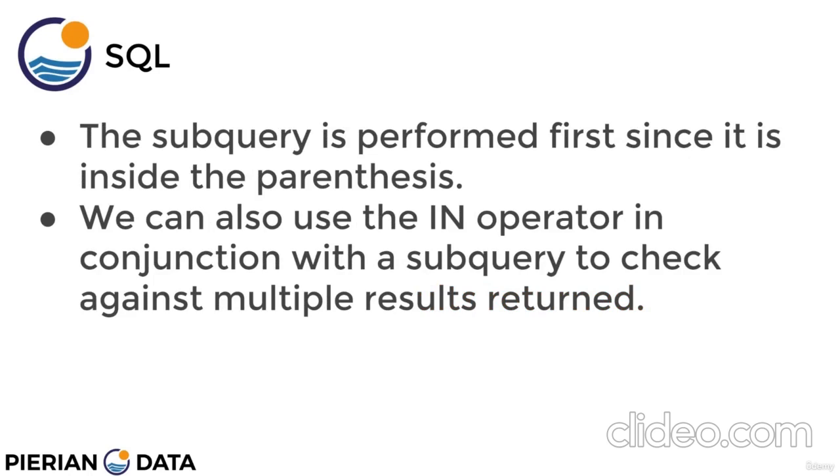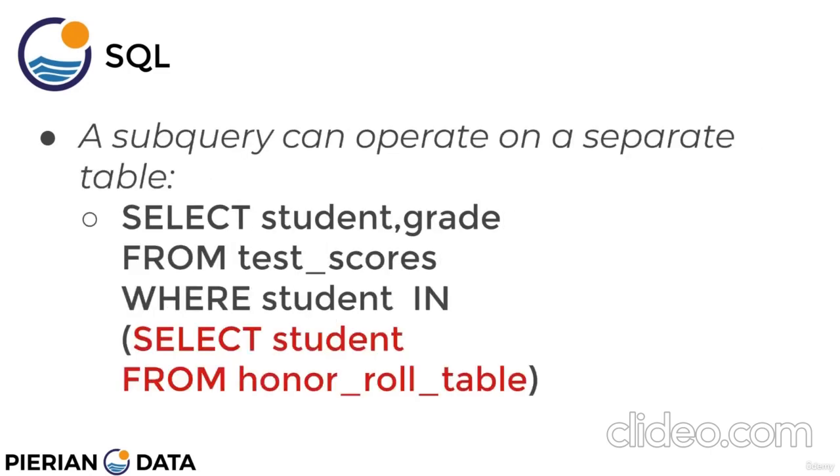Keep in mind we can also use the IN operator in conjunction with a subquery to check against multiple results returned. For example, let's imagine we wanted a subquery that operated using a separate table. So we wanted to grab the students and grades from the test scores table where the student happened to be present inside another table. So we could do this with a join, possibly, but the other way we could do it is with a subquery.